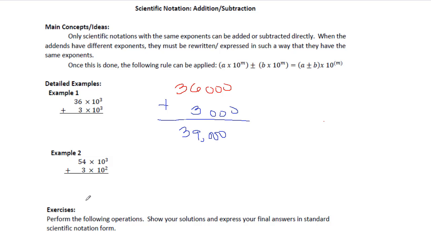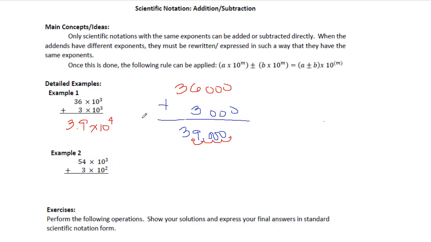So if you got 39,000, normally we want our final answer to be written in standard scientific notation. It will just be like this. We move the decimal 1, 2, 3, 4 places until we get one non-zero digit to the left of it. So this is equivalent to 3.9 times 10 to the 4.